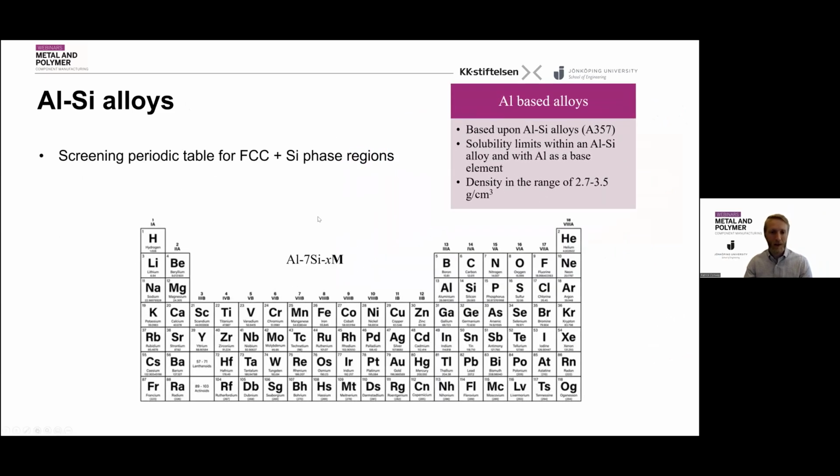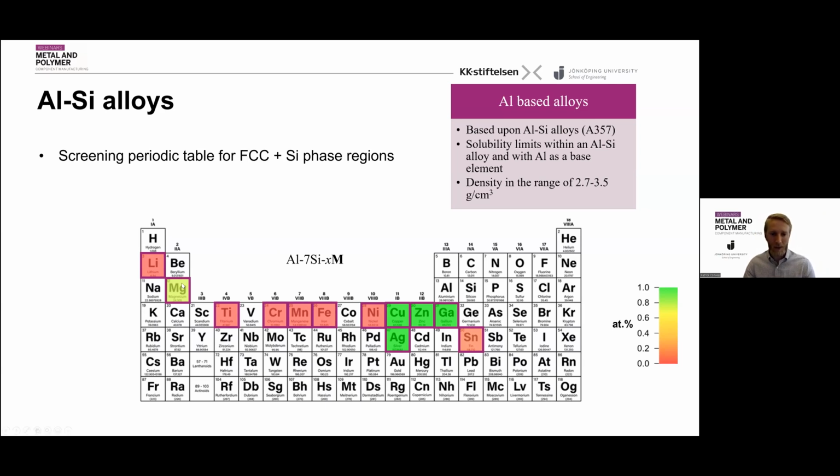What we first needed to do was to screen the periodic table to see what elements we can actually squeeze into an aluminium silicon cast alloy without forming unwanted phases. From literature, we picked a bunch of elements and performed some high throughput screening. I don't quite have time to go into too much detail of that, but we found a few elements which had decent solubility within aluminium silicon without producing any unwanted phases.